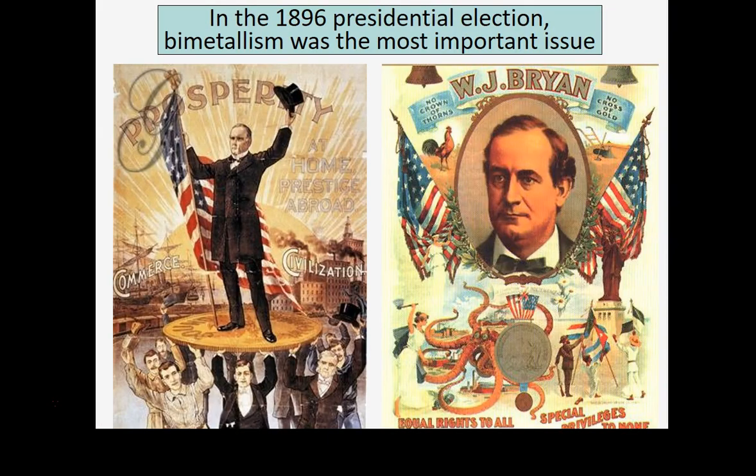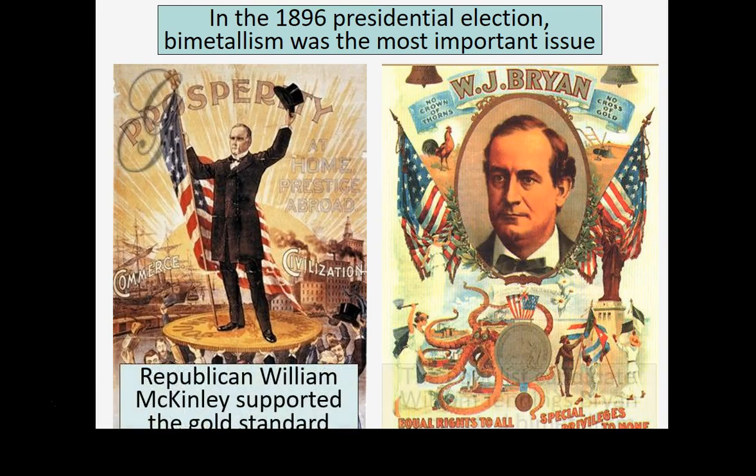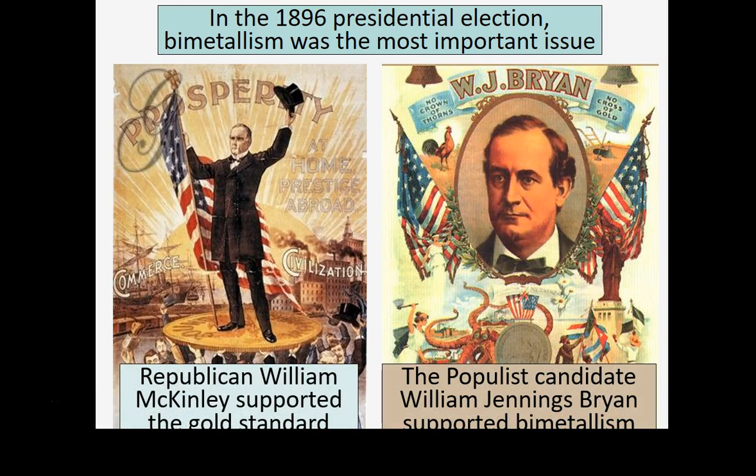By 1896, the populists start to gain traction because bimetallism becomes one of the most important issues of the election. In this election, we see two sides. We've got the Republican William McKinley. He's very much your gold bug from our previous chart that we looked at. He supports the gold standard. Then you've got the populist candidate, William Jennings Bryan, and he supports the bimetallist or the silverite column that we looked at on that chart.